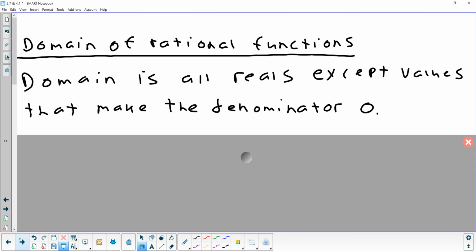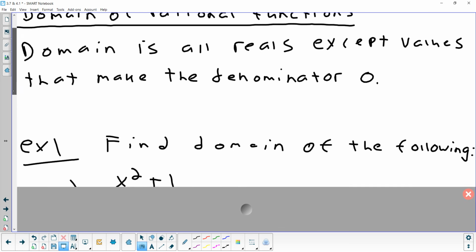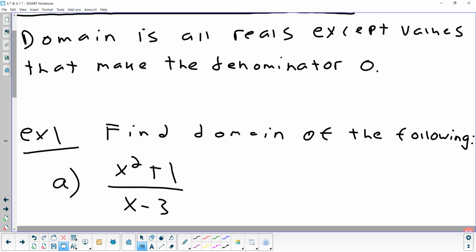Okay, so domain of rational functions. It's all real values, as I just said, except the ones that would cause the denominator to be 0. We just spent a whole 2 or 3 sections talking about how to find values of x you can plug in that make it 0. So we have all kinds of ways to find them. So let's find the domain of this one. Anyone tell me the domain of example A? Yep. All real values except for 3.